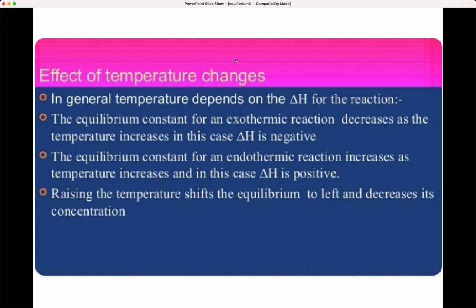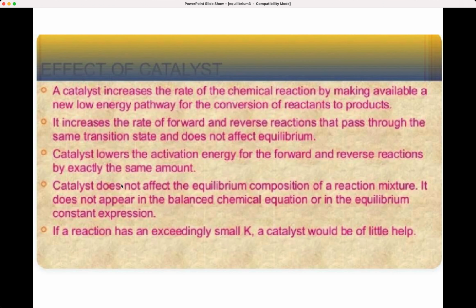Then effect of temperature changes. In general, temperature dependence is determined by the delta H for the reaction. So the equilibrium constant for an exothermic reaction will decrease when temperature increases. In this case, delta H will be negative. Equilibrium constant for an endothermic reaction increases as temperature increases. This is the delta H positive case. Then raising the temperature shifts the equilibrium to the left and decreases its concentration. So remember all these points.